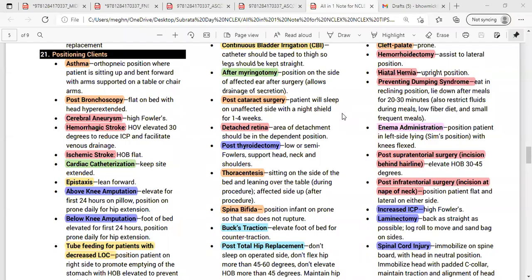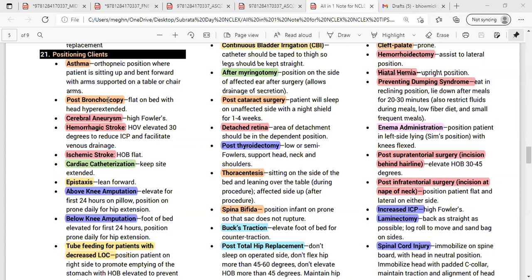So here we are going to talk about the positioning of the patient. First one: if any patient has asthma, what should be the good position for them? It is the orthopneic position, where the patient is sitting up and bent forward with the arms supported on a table or chair.